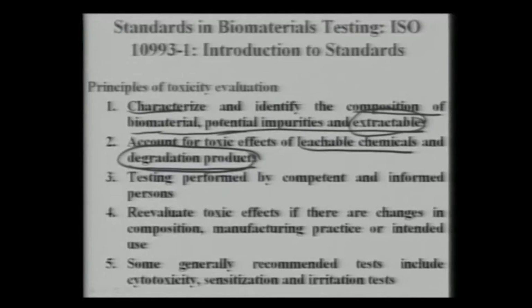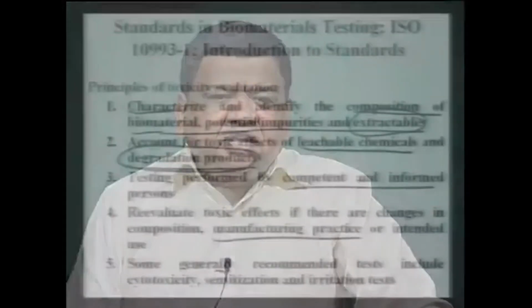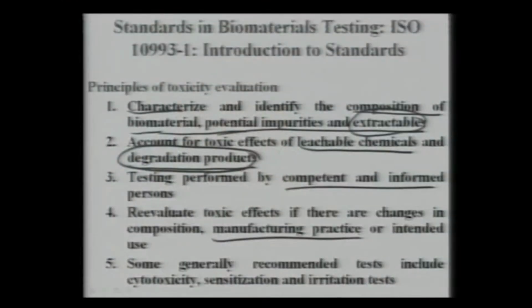Third one is testing performed by competent and informed persons, that is, the medical professionals. And the fourth one is to re-evaluate toxic effects if there are changes in the composition, manufacturing practice, or intended use. Now, if you change your manufacturing process, meaning the way you have fabricated, or sintered, or compression molded, or injection molded a particular material, if you change your process parameters, it is advisable that you revisit all these toxicity studies again.